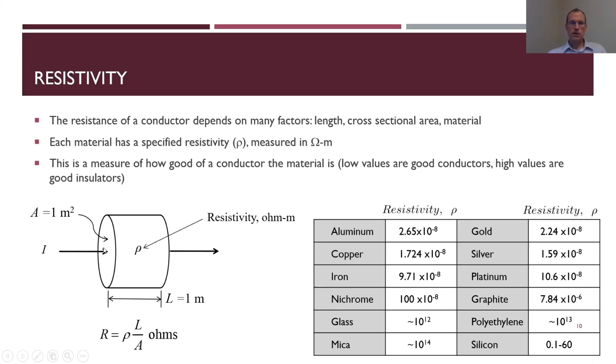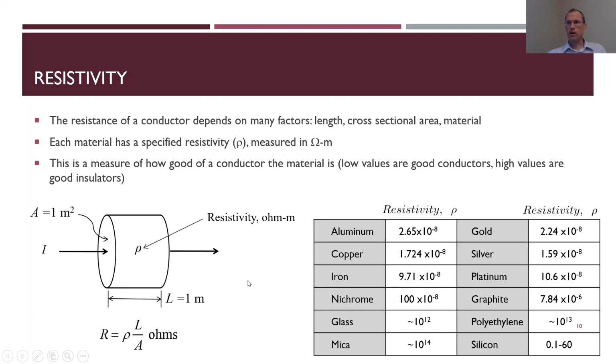But then it also depends on the cross-sectional area. So again, this is kind of like a tunnel or a pipe. The bigger the pipe is, the more water can go through it. Same thing here, the bigger the wire is, the more electrons that can pass through. And so because of that, that's less resistance. So area on the bottom.